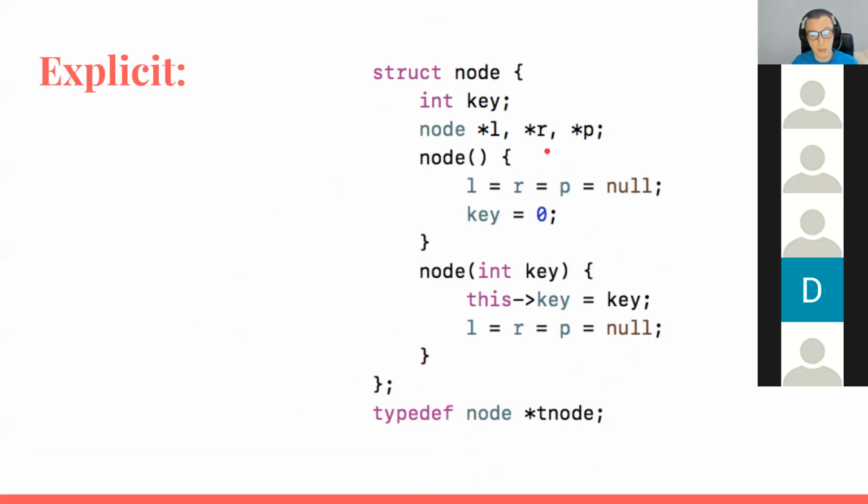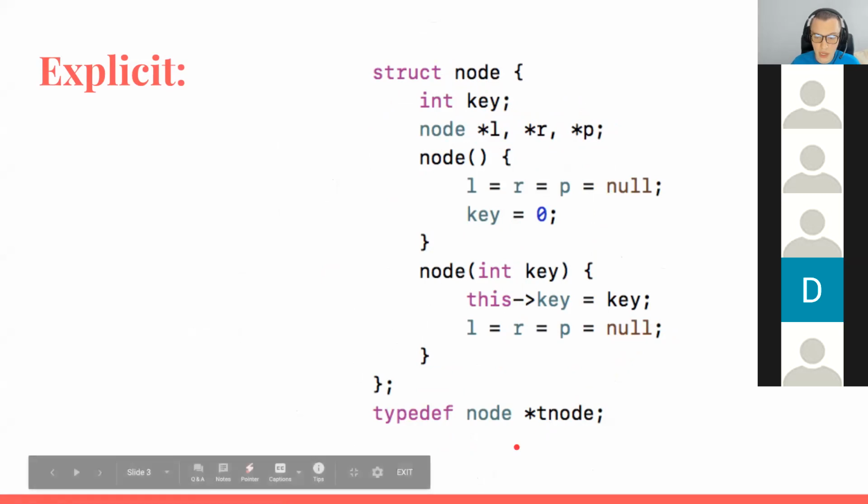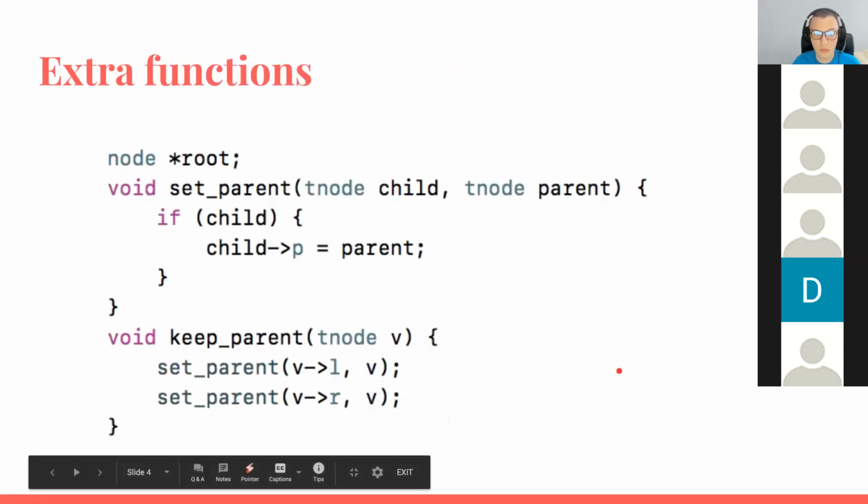The structure of some vertex in splay tree is very similar to treap. So we have some key that is given to us. We have links to the left and right sons, but we also have one more link. It's linked to the parent, P. And let TNode be just a link to a node.